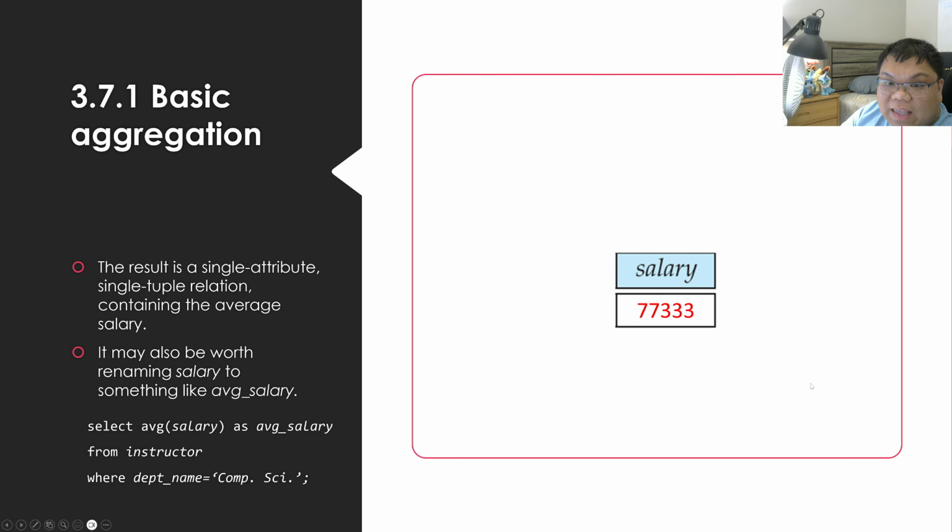If you have a query like this, it might also be worth renaming the attribute salary to something like average salary. So we can just alias that. So select average salary as average salary.